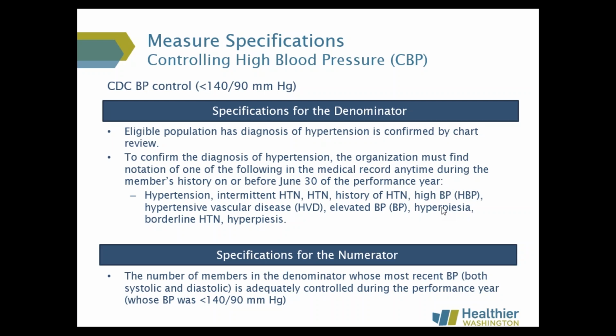This measure is again the controlling high blood pressure, and this again falls under the non-administrative claim-based measures. And in this case, it is focused on those with a diagnosis of hypertension. The HEDIS specification depends on the confirmation, based on the medical record, of the presence of hypertension in that population for the person to qualify for the denominator.